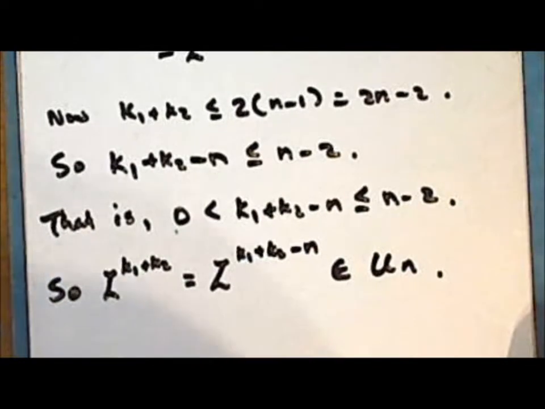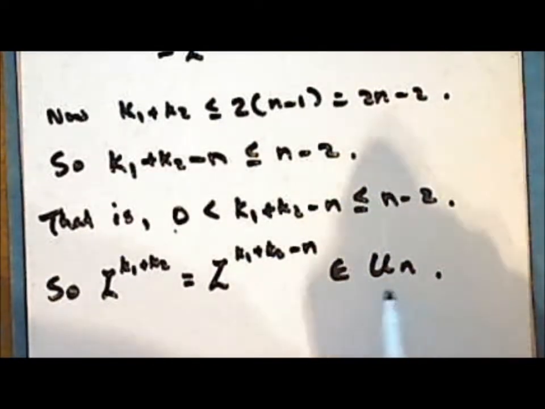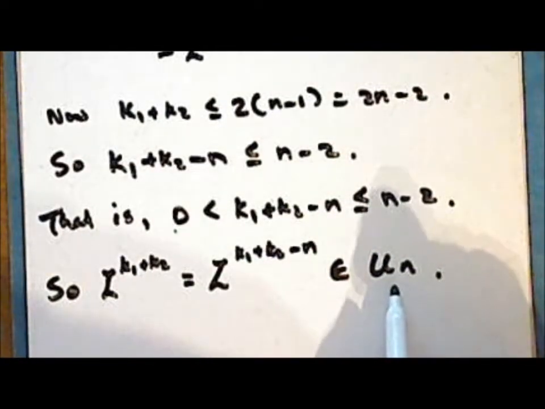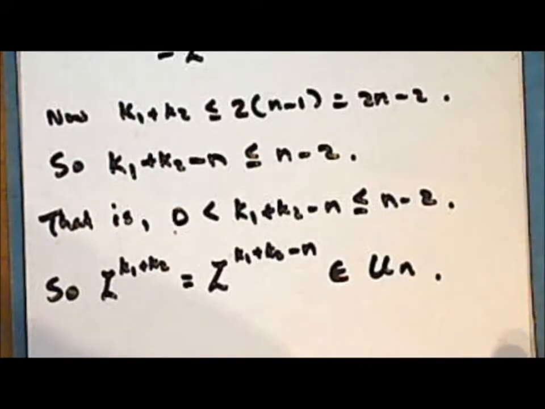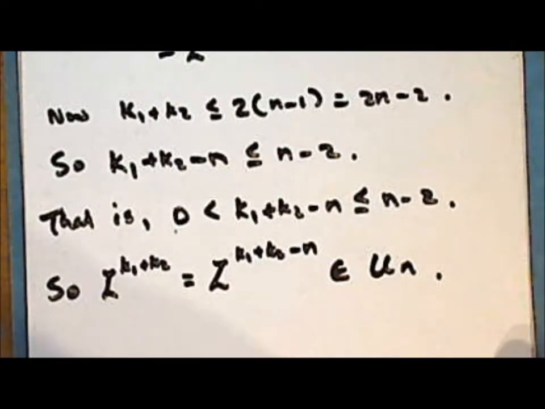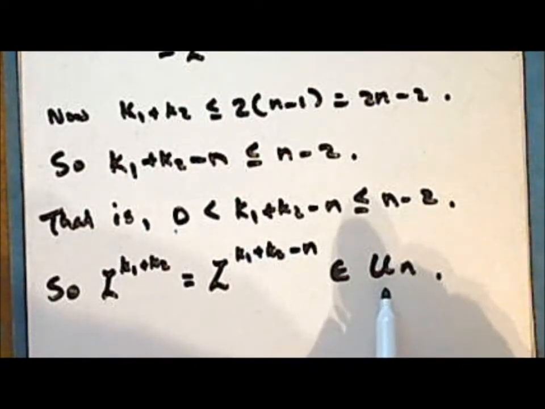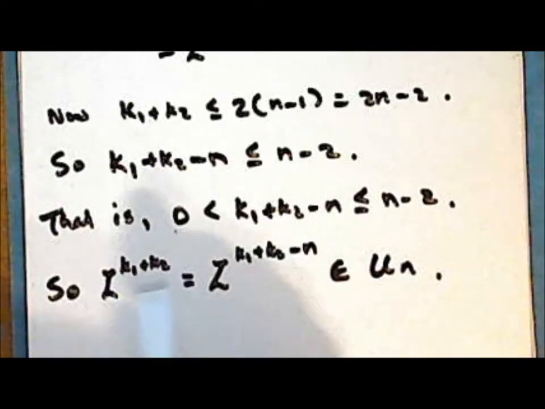So in any case, the product of two elements in the set of nth roots of unity is once again in that set. A second important thing to notice is that the multiplication of the elements in the set of nth roots of unity corresponds to addition modulo n in the set of integers modulo n.